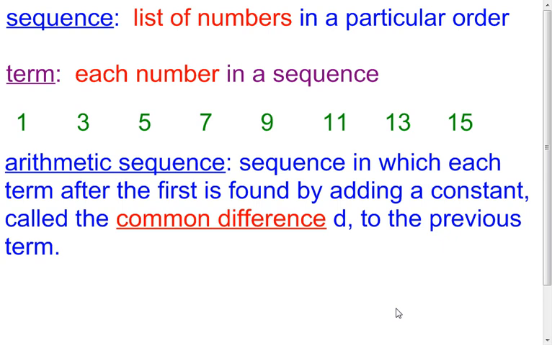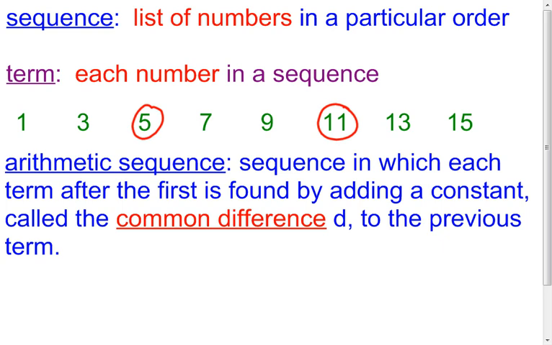All right, so first of all, some vocabulary that you need to be familiar with. A sequence is a list of numbers in a particular order. You've seen that a lot. And there's got to be some pattern to that list of numbers. A term is each individual number in the sequence. So 5 is a term in this case. 11 is a term in this case.